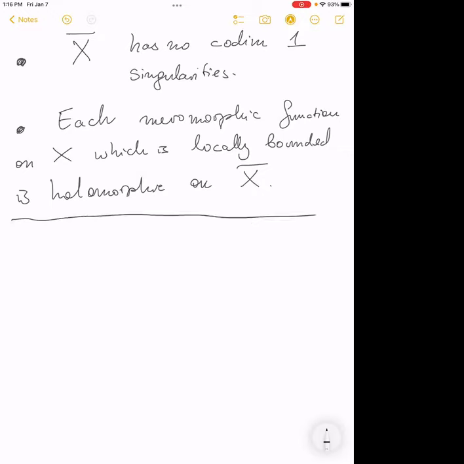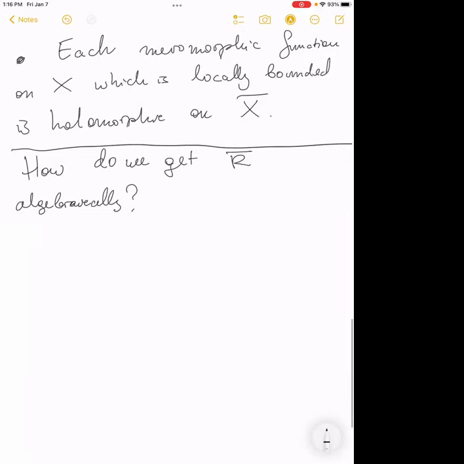But the real question now, which leads to the main result of this talk, is how do we get the normalization of a Noetherian domain, integral domain, algebraically? Okay. So the normalization is this nice object that we want to get equations for. We want to be able to compute it and deal with it algebraically.